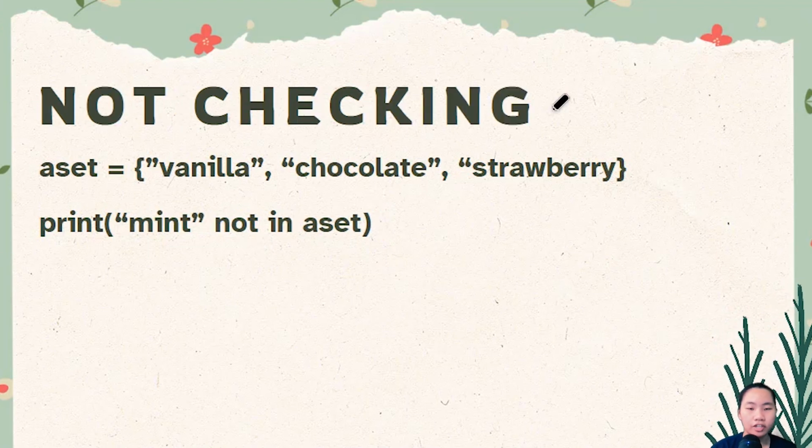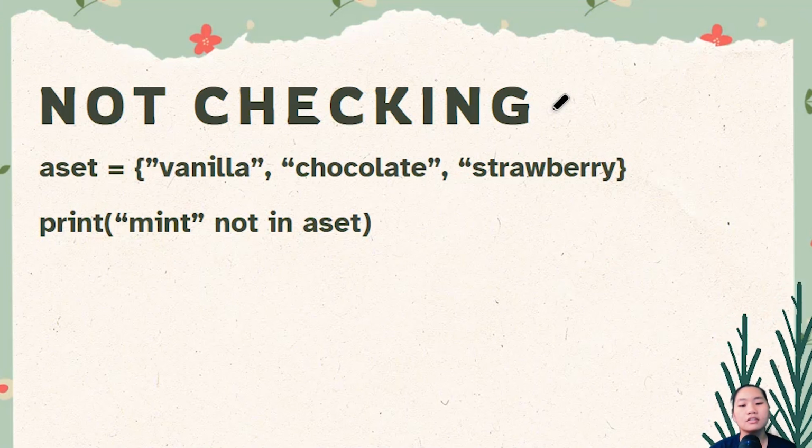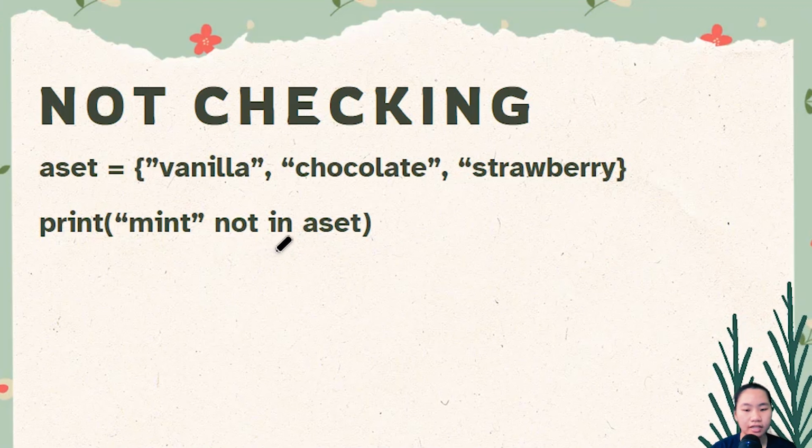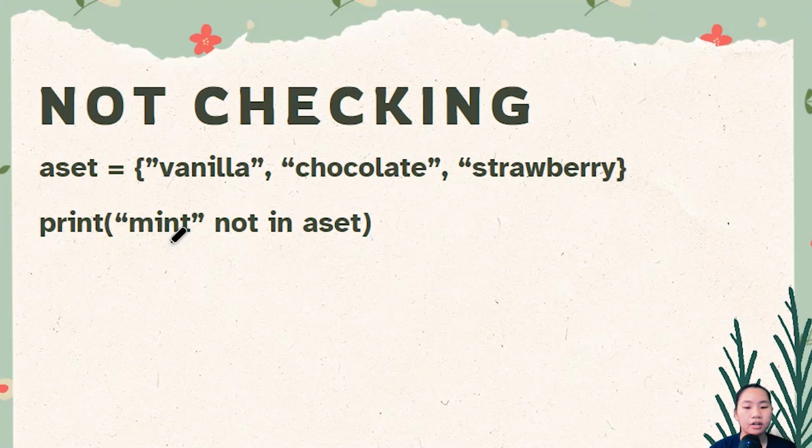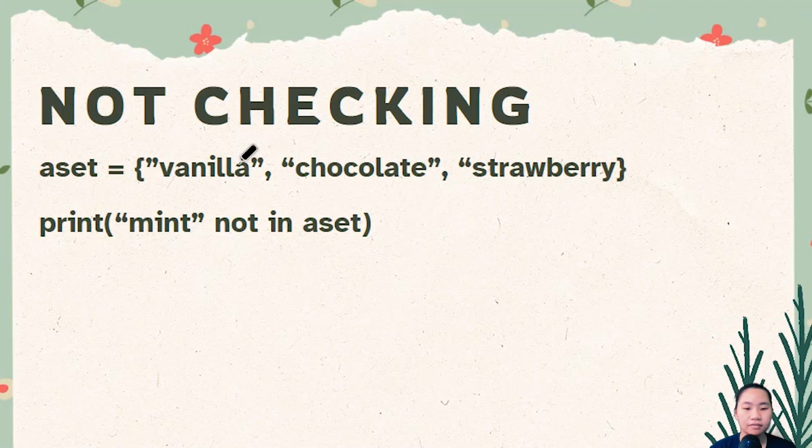Now, not checking is to see whether or not a value is not in a set, denoted by not in: mint not in a set, okay? Mint is not in a set, so this will return true. But however, if mint is in the set, this will return false.